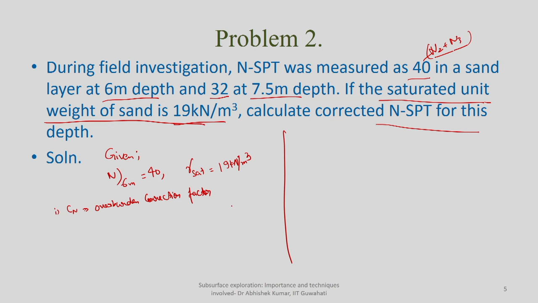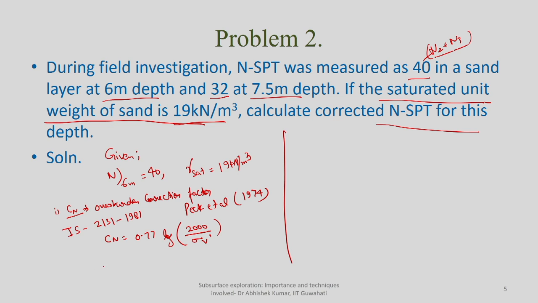So, for this we are actually using the correlation given by Peck et al. 1974. So, if a specific correlation is asked to be used in the numerical problem, it is generally mentioned. Okay, this is also recommended by IS 2131 1981. So, IS 2131 also recommends you can use this correlation factor, which is given as CN equals 0.77 log 2000 over sigma b prime, that is overburden pressure.